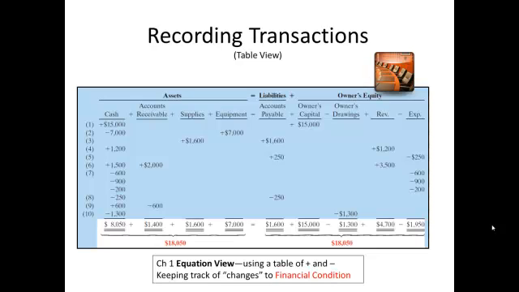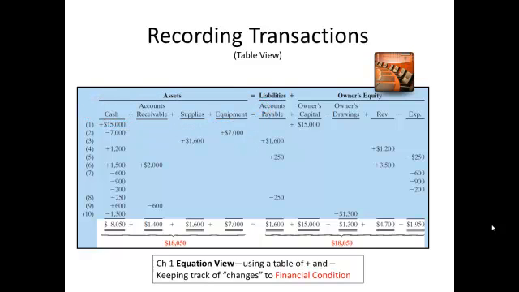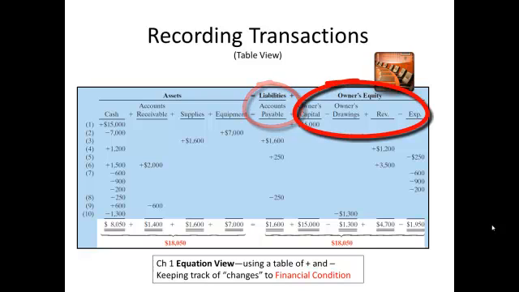Here's a view of the Chapter 1 table that was used. We can see here that assets are listed on the left, individual assets, cash, accounts receivable, supplies, equipment, all of different natures. Right-hand side, liability accounts, such as accounts payable, meaning that we owe some party some money, and the owner's equity accounts, capital account, drawing account, revenue account, expense account.